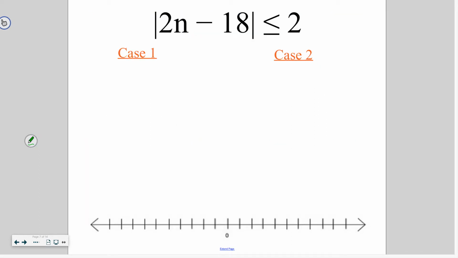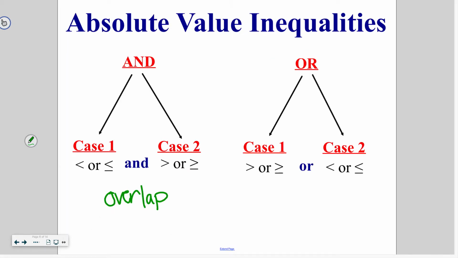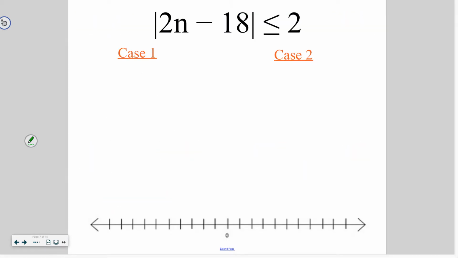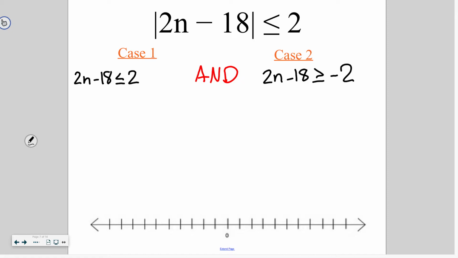So, for example, we've got the absolute value of 2n minus 18 is less than or equal to 2. So this is putting us under that first case, which is AND. So we're going to start with our first inequality and say 2n minus 18 is less than or equal to 2. And then we're going to say AND, case 2, we're going to flip it and say 2n minus 18 is greater than or equal to negative 2. So notice how I just set up case 1 and case 2. I haven't done any solving.